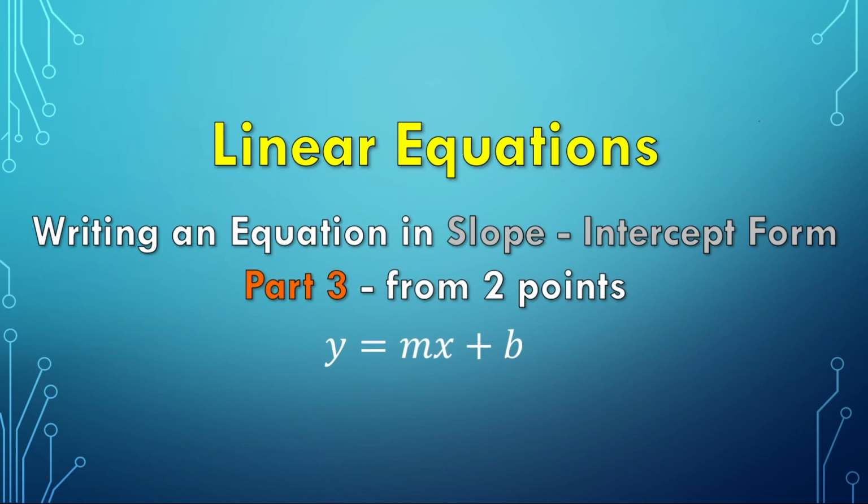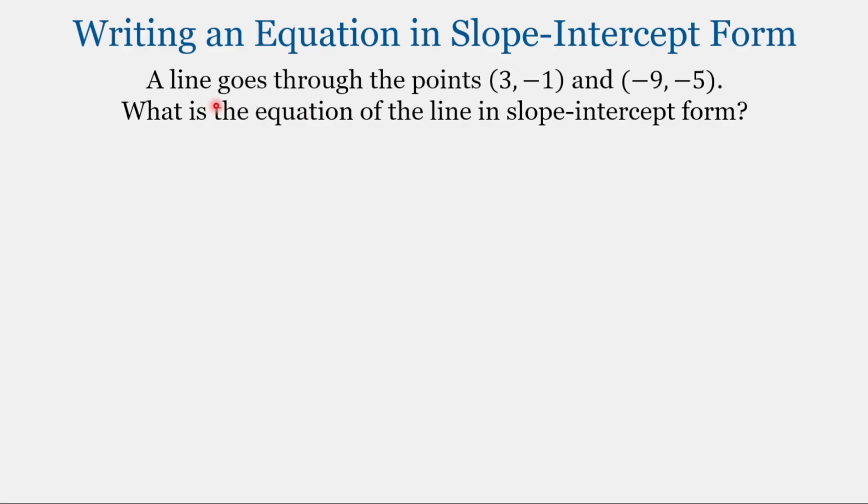Today we're going to practice writing an equation in slope-intercept form from any 2 points on the line. So let's get started. A line goes through the points (3, -1) and (-9, -5). What is the equation of the line in slope-intercept form?